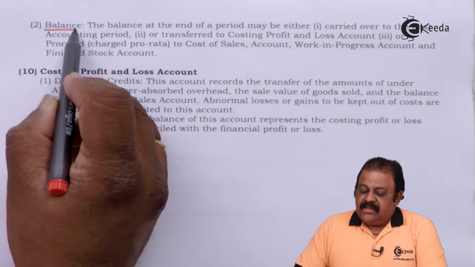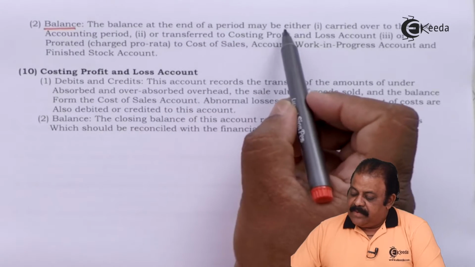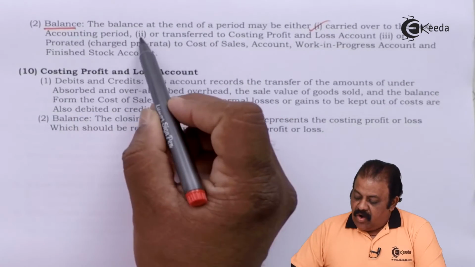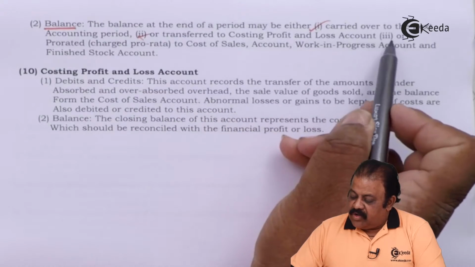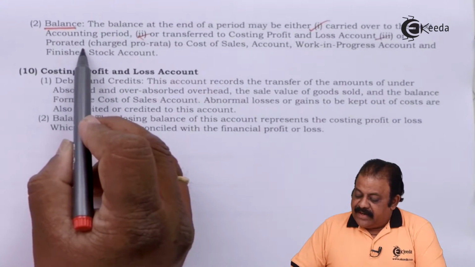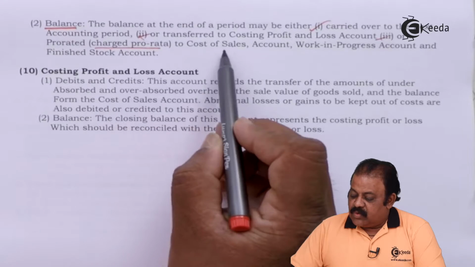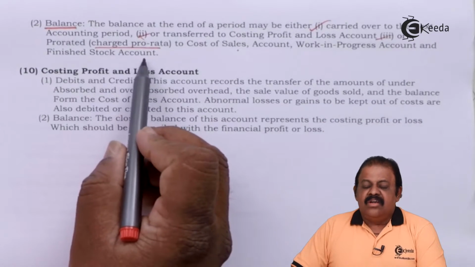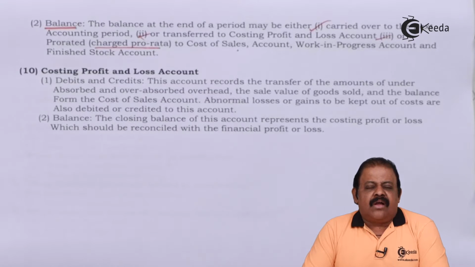The balance at the end of the period may be either carried over to the next accounting period, or transferred to costing profit and loss account, or prorated, that is charged pro rata to cost of sales account, work in progress account and finished stock account. This depends on the company's policy on how it will treat the balance amount of overhead suspense account.